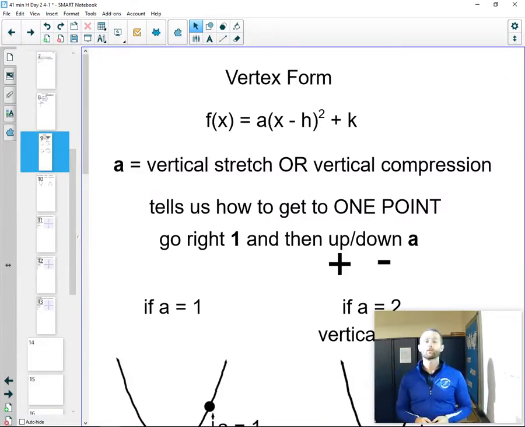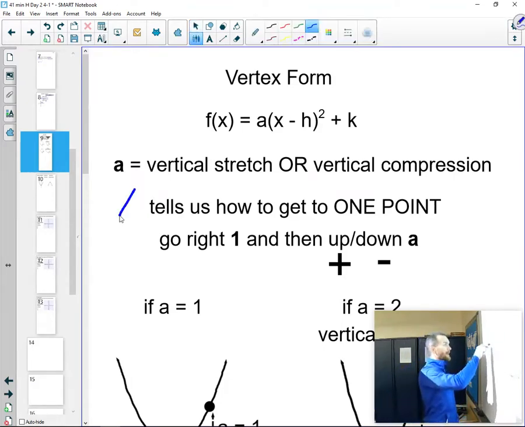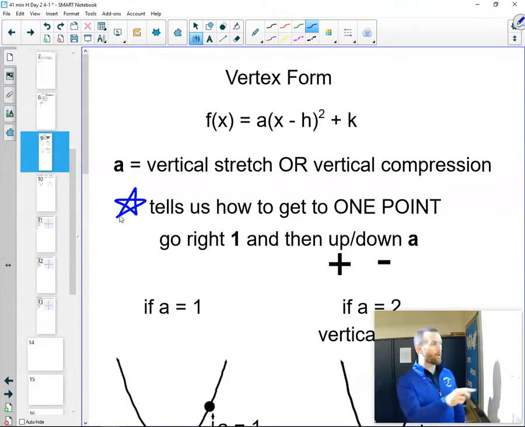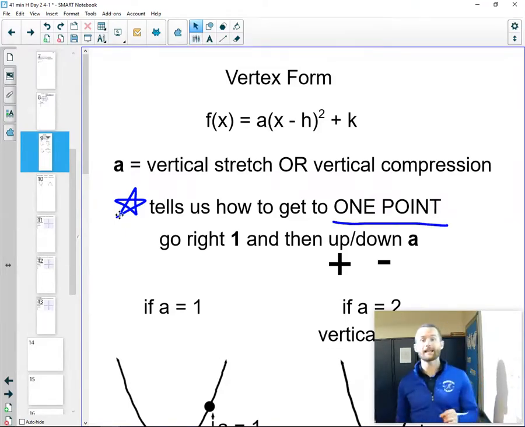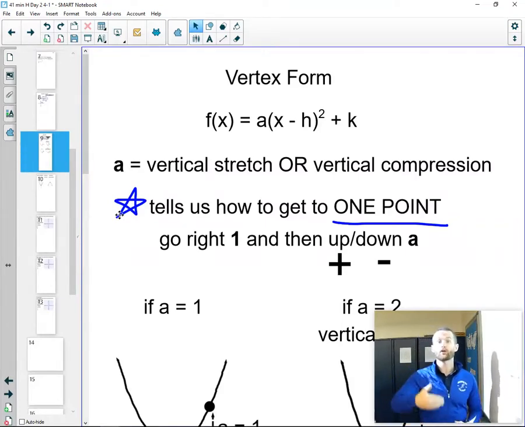Now, one thing that's very important to know is that a tells us how to get to 1 point and only 1 point. That's so important, I'm going to repeat myself. a gets us to 1 point and only 1 point. It's not like slope in a linear function where we can do it over and over and over again.